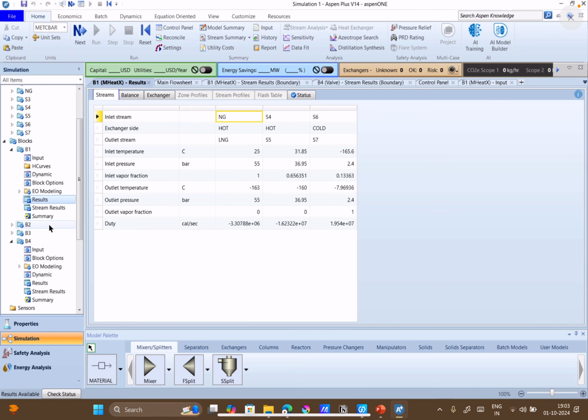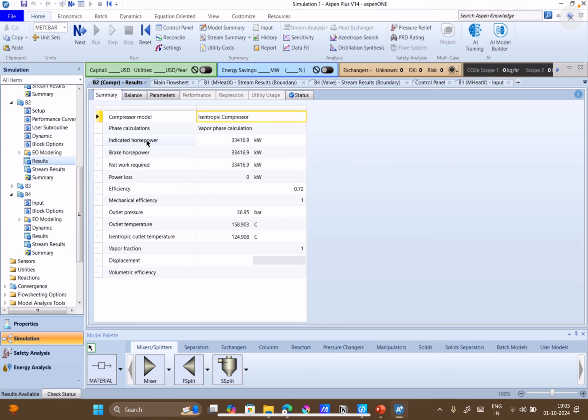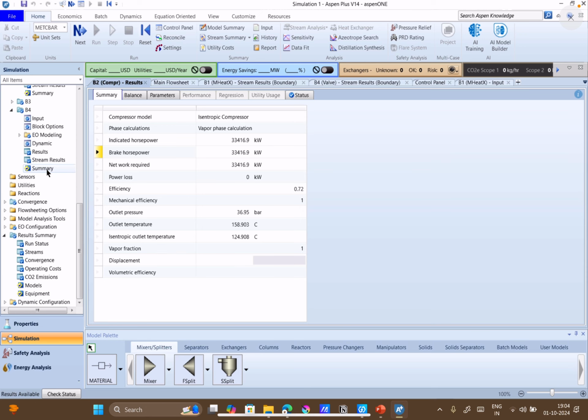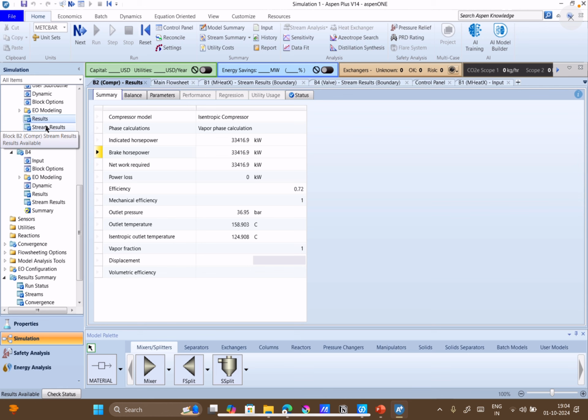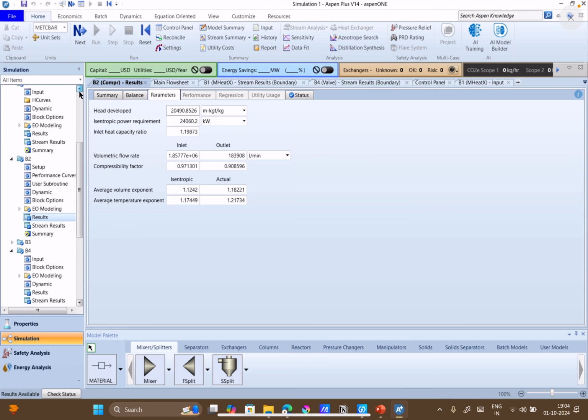In the compressor load, so compressor is B2, compressor load. So this is the horsepower, you can see 33416.9. For the enthalpy versus temperature curve, we can go to the MHeatX part. In the result itself, you will have that is not the parameters. Sorry, this is the compressor output. Yeah, here.